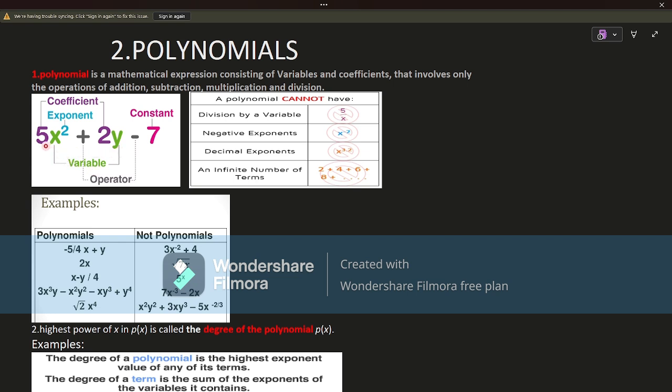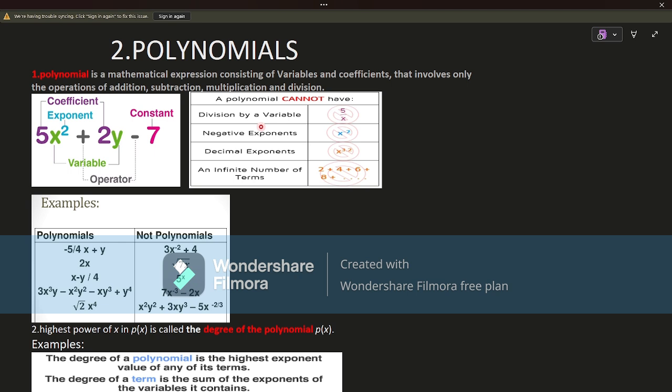Then come to the coefficient. Here 5 and 2 are the coefficients of x and y respectively. A constant is a fixed number, which is the last term of any polynomial. Here in this expression, 7 is the constant, and plus and minus are, as we know, basic mathematical operations. Then come to what is not a polynomial.